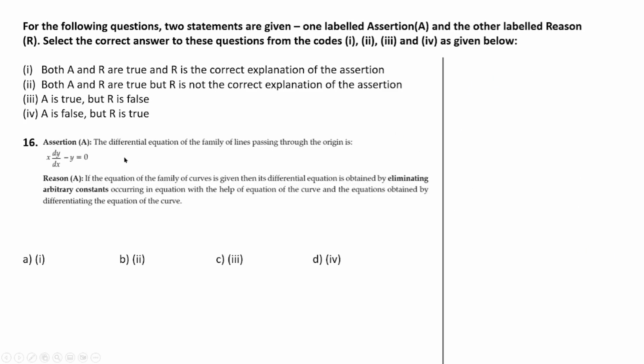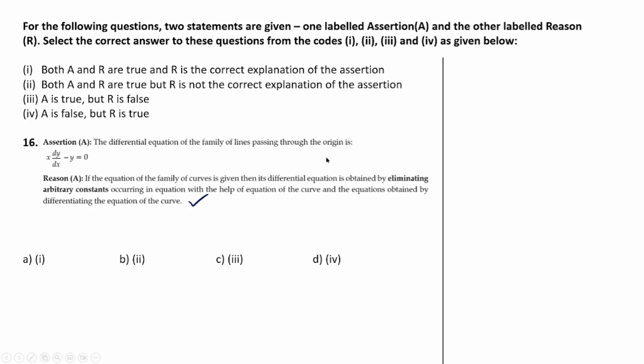The next question: the differential equation of the family of lines passing through the origin is x dy by dx minus y equal to 0. Now this we have to check. The reason: if the equation of the family of curves is given, then its differential equation is obtained by eliminating arbitrary constants occurring in the equation with the help of the equation of the curve and the equations obtained by differentiating the equation of the curve. So we obtain the differential equation by eliminating the arbitrary constants from the given equation and the equation which is obtained by differentiating the equation of the curves. So here the reason is true.